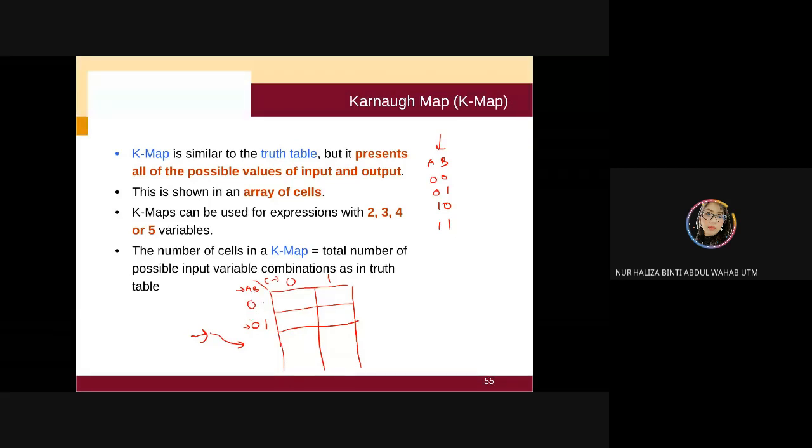So for the K-map, just stick in your mind that after 0, 1, it will be 1, 1. And after that, it will be 1, 0. This is the flow for you to remember.